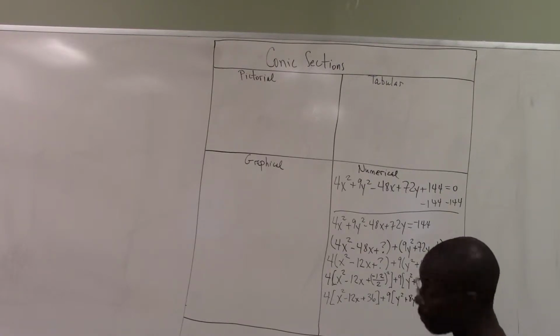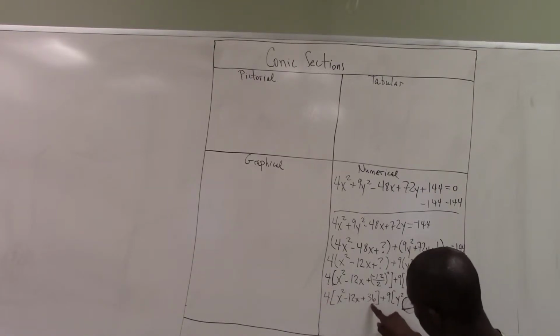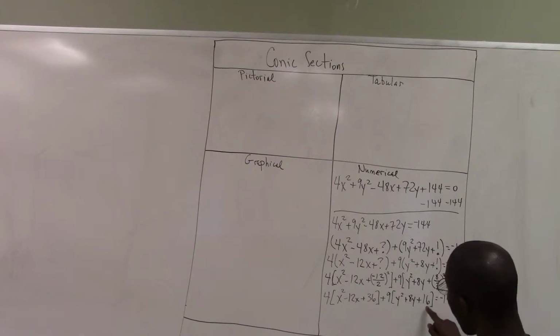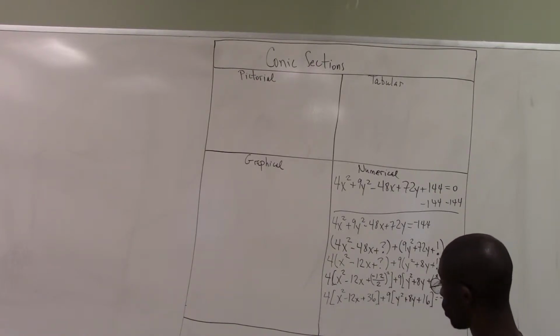But that's a problem, because what we're really adding on the left side is not just 36, but the 4 times the 36. We're not simply adding 16 here, we're adding 9 times the 16. So this 4 that's been factored out actually has to be included when we identify how to balance the equations. So watch what happens as I balance this out.